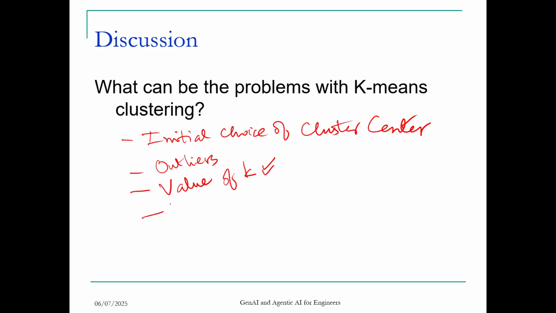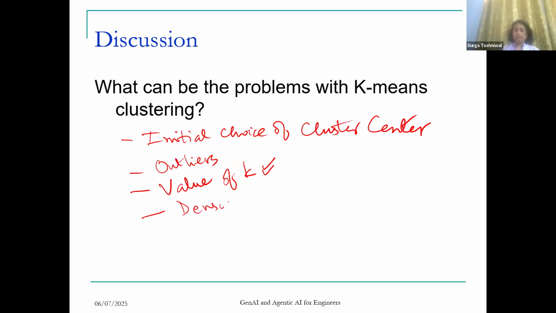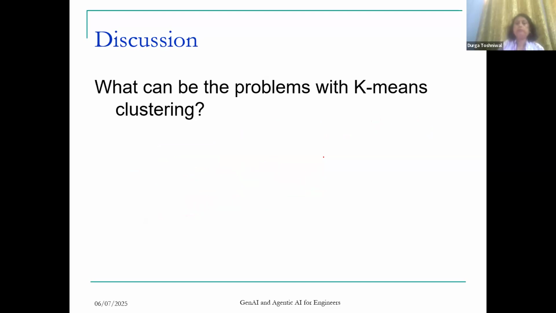Then there are many other things that may be noteworthy. The value of k, the outliers. Then we'll think about this thing slightly later. Density of points, etc. So we'll discuss some of these points as we go along.